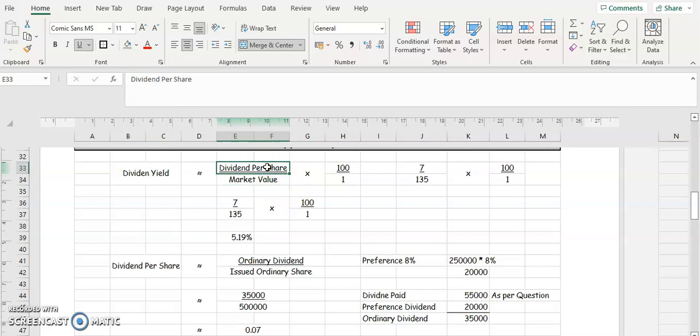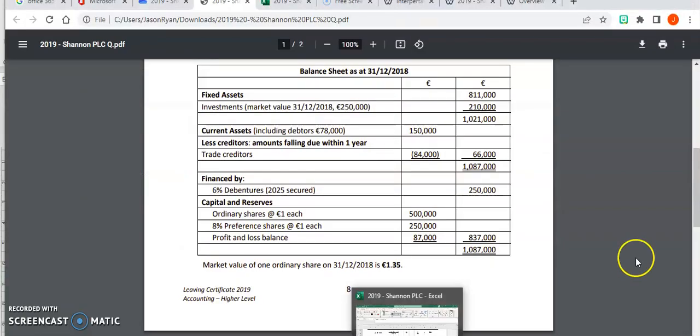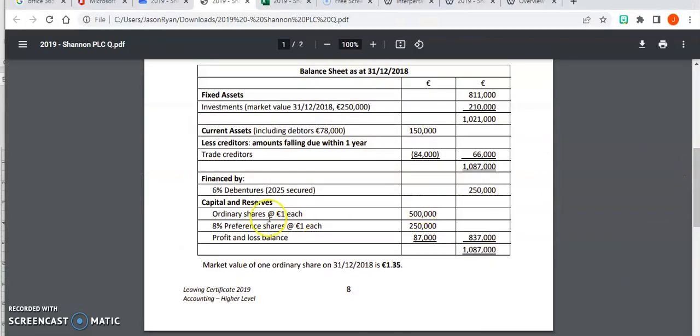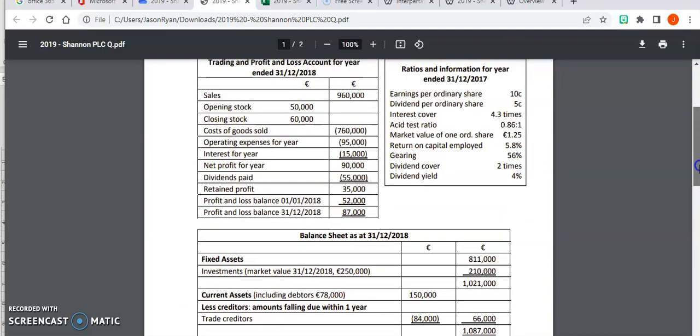Dividend per share, then we need to calculate what is the dividend per share. So the dividend per share formula is your ordinary dividends that we've paid out divided by your ordinary shares. So how many shares have we issued? So the ordinary shares will tell you here. So we've got ordinary shares of 500,000. That's how many shares we've issued. And we've paid out dividend then of 55,000.